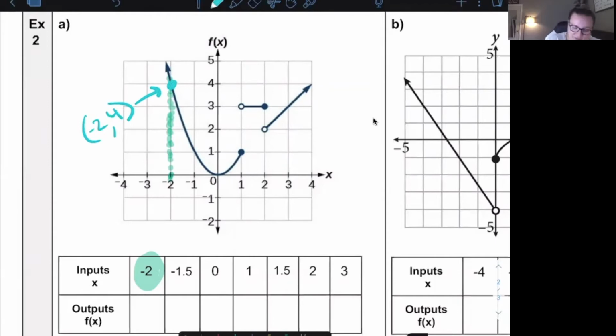That means that the input is -2. Remember, the input is your x values, your output is your y values. So our output would be 4.